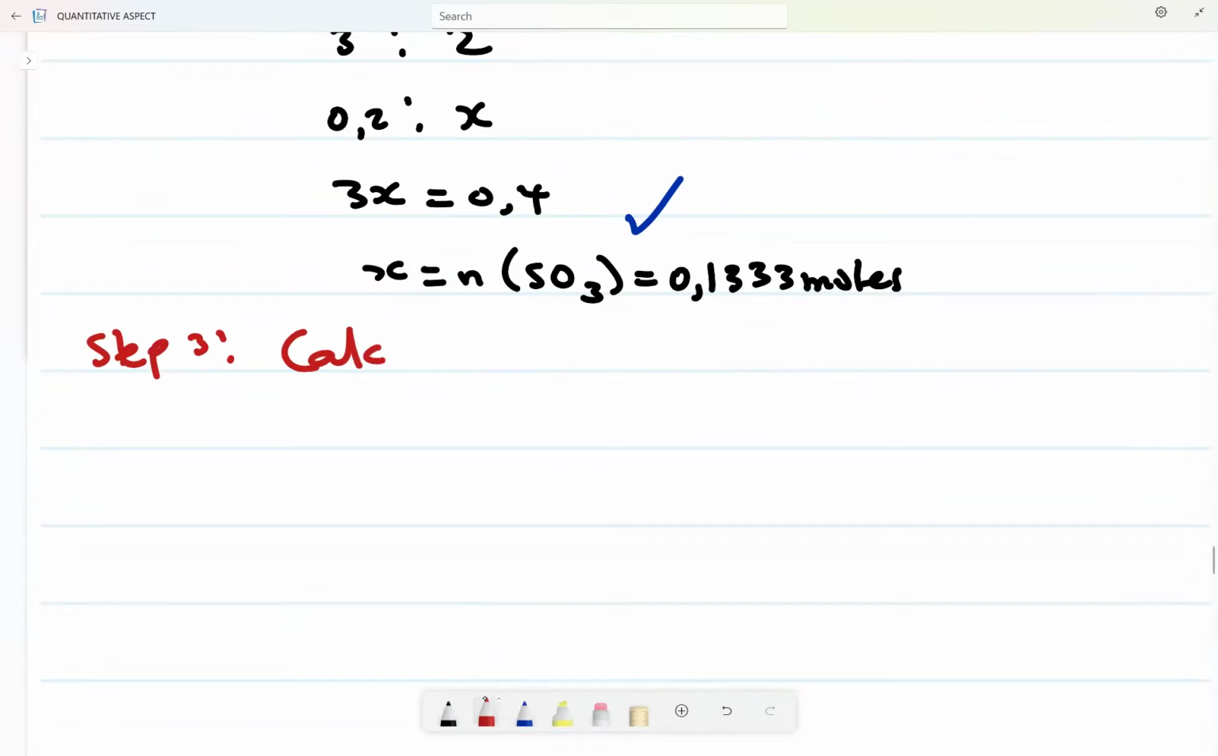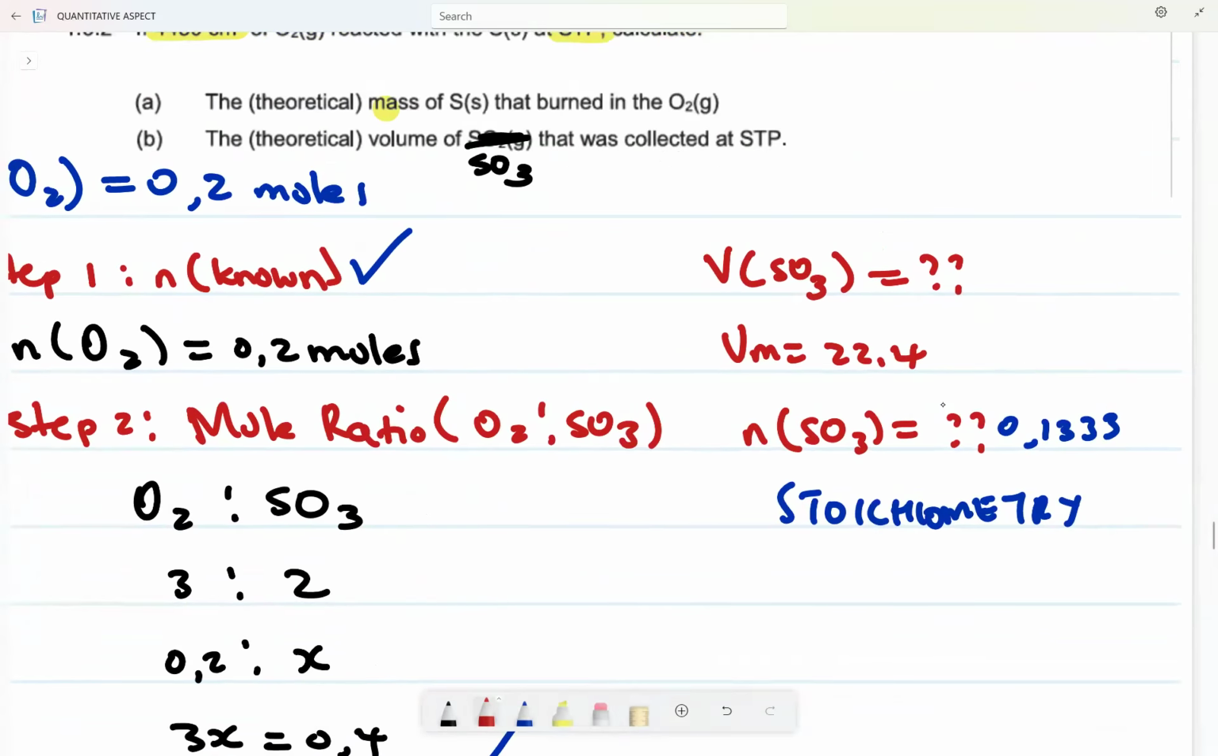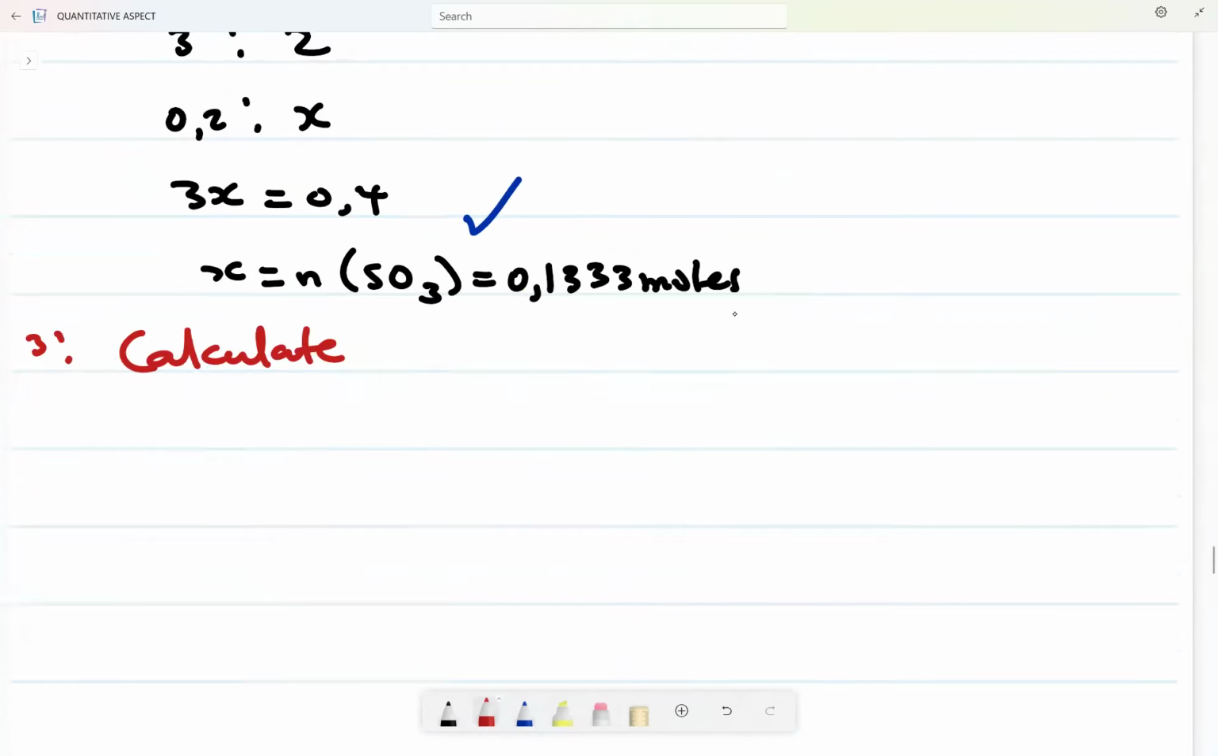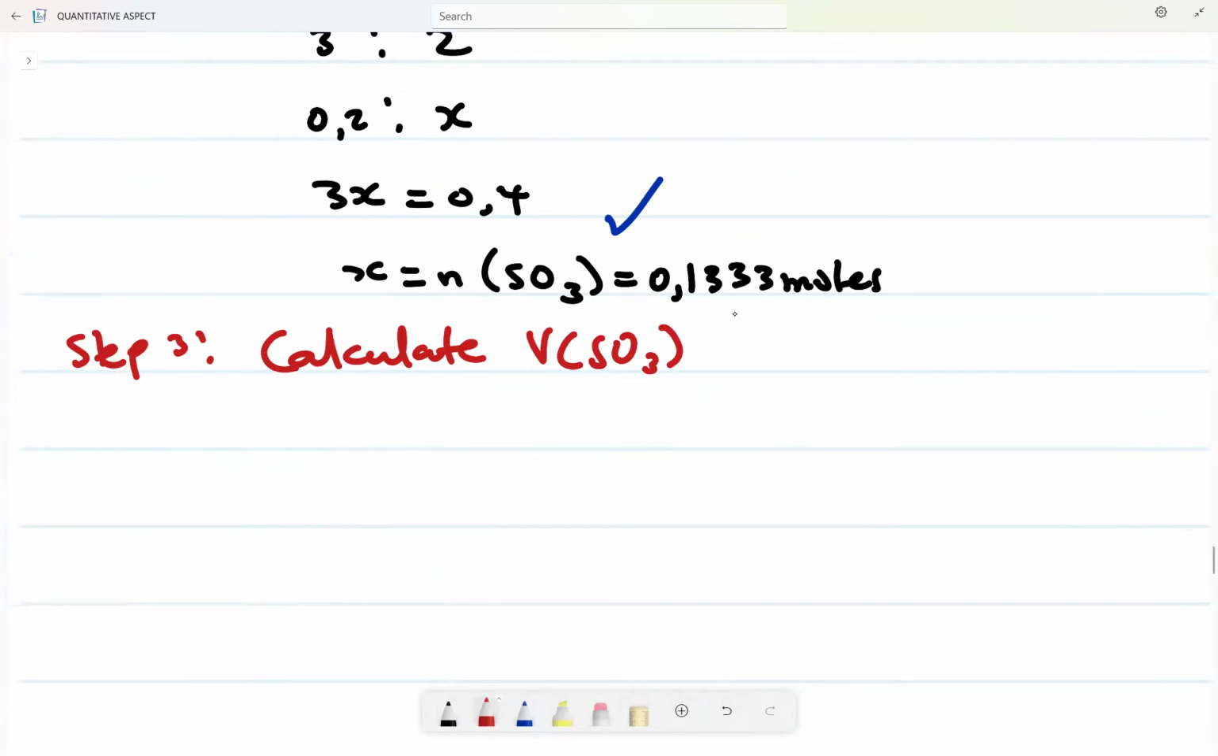I say I need to calculate what? The unknown. What is my unknown? I look at my information. It says my unknown is going to be volume. So I'm going to calculate the volume of SO3, which in this case is going to be using this formula.